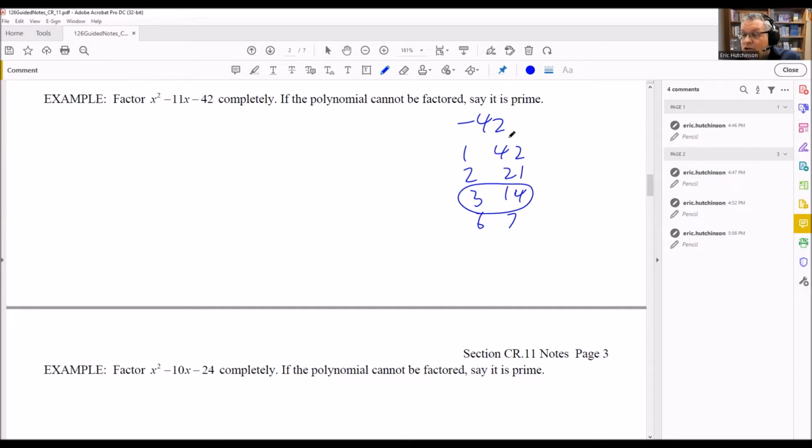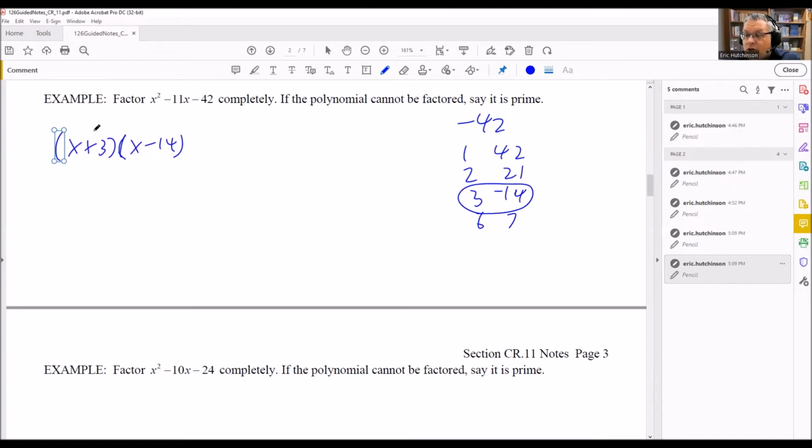We want these to multiply to make negative 42, but when we add them together, which again is the same thing as adding the opposite or subtraction, we want a result of negative 11. So I'm going to put a negative next to the larger number, because then 3 plus negative 14 adds up to negative 11. Okay, so 3 minus 14 is negative 11. That's the pair I want to use. So it's going to be x plus 3, x minus 14, and that is the combination that you need. Let's multiply to make sure we get the same thing.